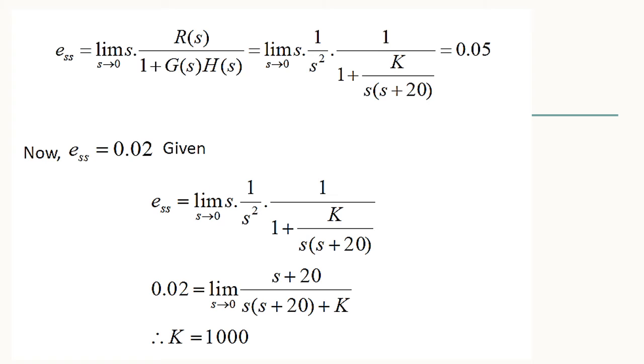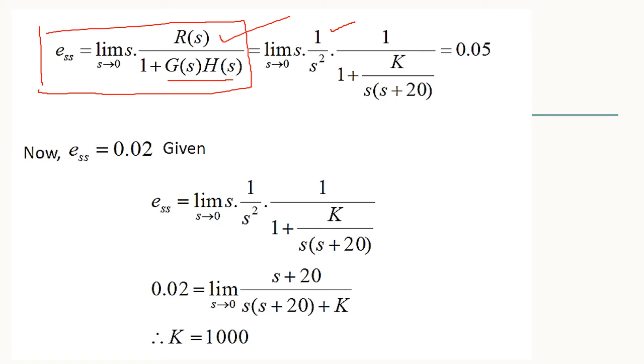The steady state error is ESS equals limit s tends to 0 of s into R of s divided by 1 plus G of s into H of s, and this is the formula for steady state error. In the given problem, R of s is a ramp signal, so it is 1 by s square. G of s is nothing but K divided by s into s plus 20, and H of s is 1 because it is a unity feedback. The steady state error we get is 0.05. So for the value of K equal to 400, the steady state error is 0.05.